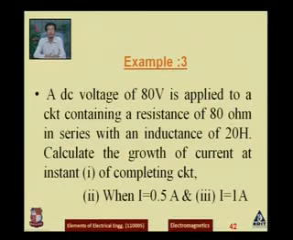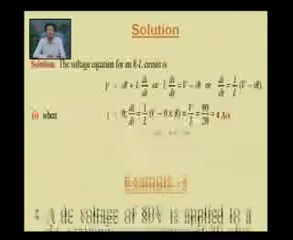Now let us take a third example. A DC voltage of 80 volt is applied to a circuit containing a resistance of 80 ohm in series with an inductance of 20 Henry. You have to calculate the growth of current at the instant of completing the circuit. And you have to consider when the current is 0.5 ampere, and third, for the condition I is equal to 1 ampere.